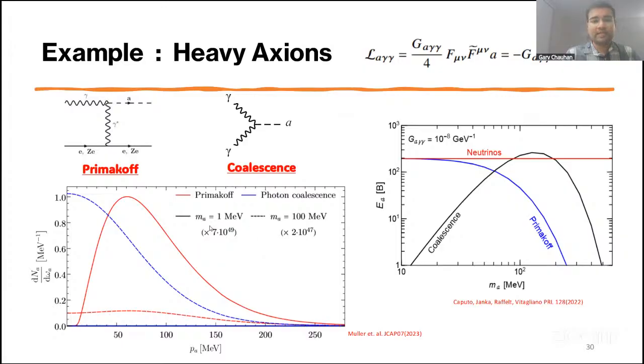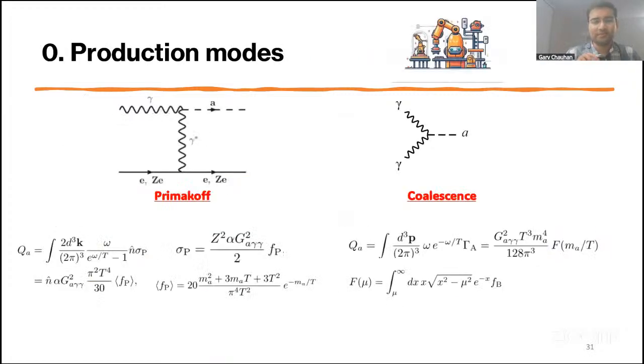For light axions, lighter in the sense that compared to 100 MeV, 1 MeV is lighter, these lighter axions are produced dominantly through the Primakoff process, and through coalescence you produce the heavier ones. So the coalescence process dominates for heavier masses, and I'll talk about the reason in the next slide. So firstly, we have discussed how the production happens, but why does Primakoff dominate for lower masses?